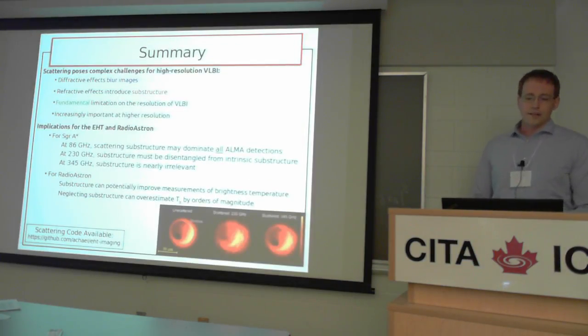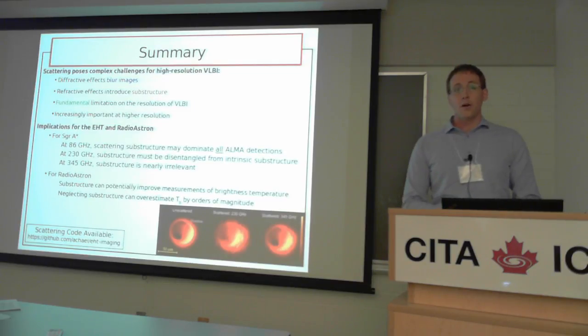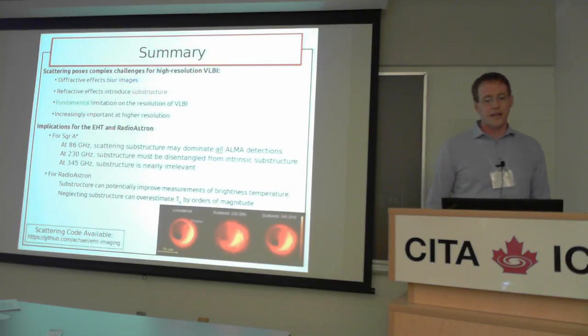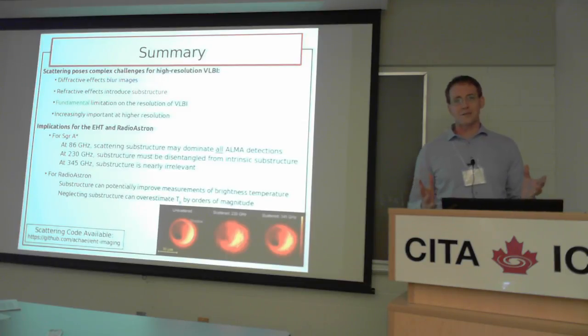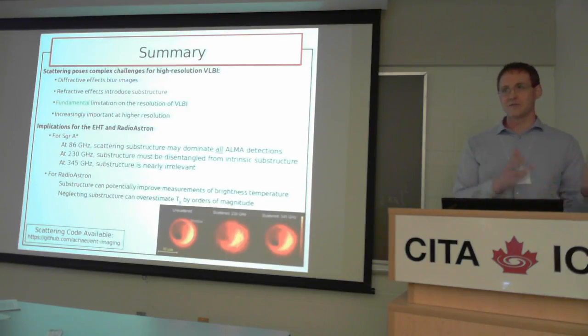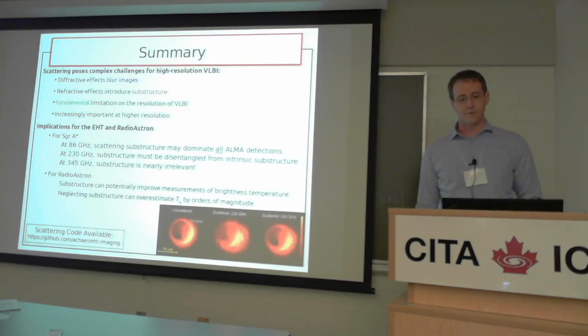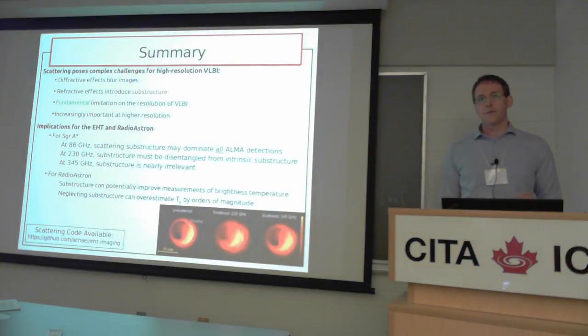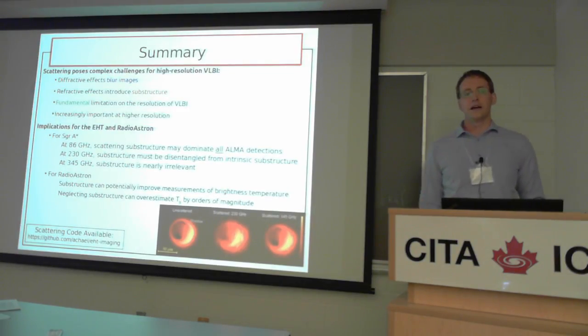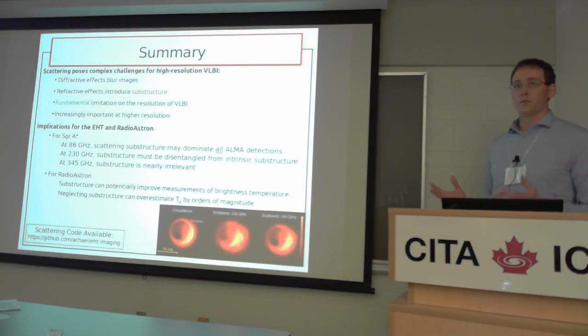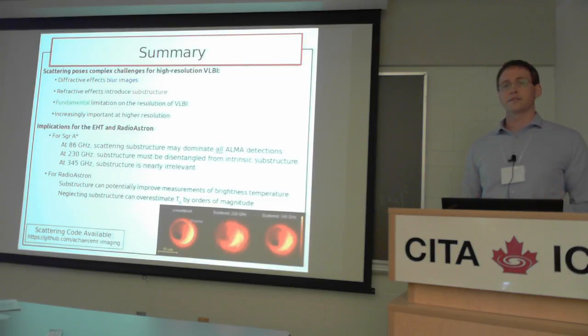So just to summarize, scattering really poses some complex challenges for high-frequency VLBI. We have these two opposite effects. Diffractive effects blur images, refractive effects add substructure. And the key here is that it's a fundamental limitation on VLBI. You can't get around it by building a bigger instrument or going to wider bandwidths or anything like that. The only way to improve our understanding of it is by developing better techniques and better models for the scattering.